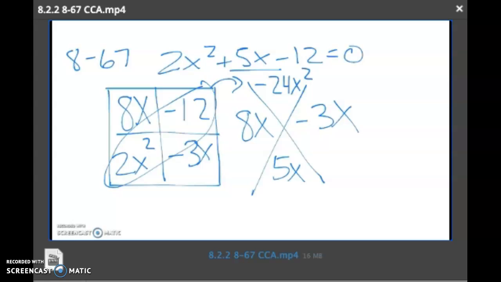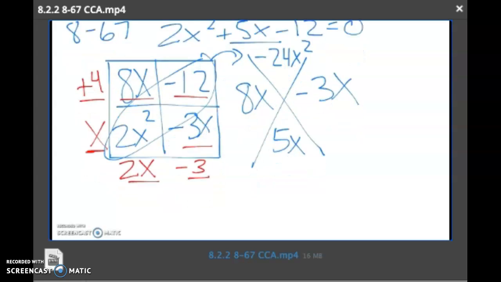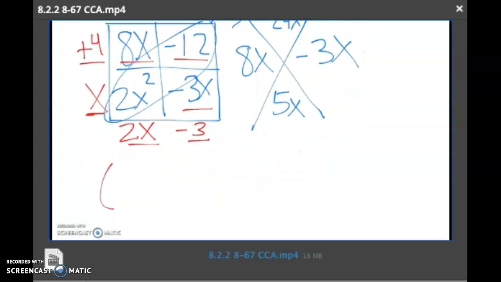And now I need to find the dimensions of that rectangle. I know this has got to be 2x because that goes into both 2x squared and 8x. That makes this an x because 2x times x gives me 2x squared. And then 2x times positive 4 gives me those 8x's. Over here, x times negative 3 gives me those negative 3x's. And just to verify, negative 3 times positive 4 does in fact give me negative 12. Okay, so I'm going to write that area as a product, the factored form.